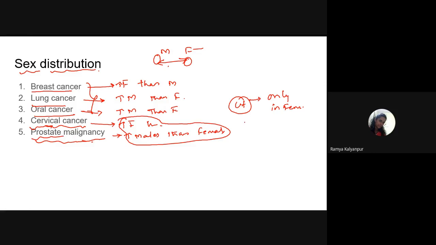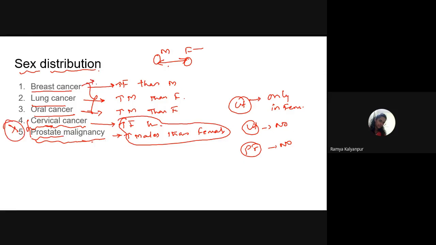Now, do you think that uterus is present in the males? No, definitely no. Then a prostate, is it present in the females? No. That means there is no comparison available for us. So if we say that cervical cancer is more in females than males, it is definitely a wrong statement. We should never say that.